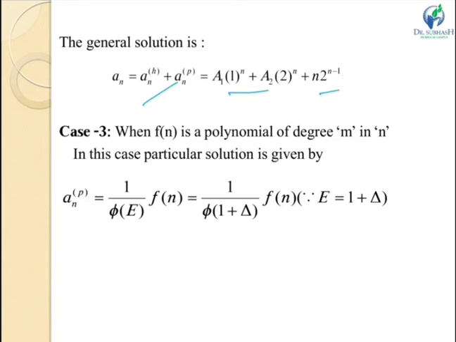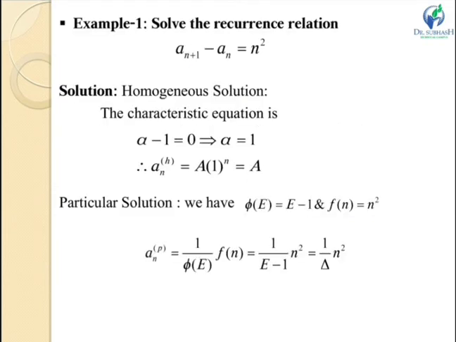Case 3 is when f of n is a polynomial of degree m in n. In this case, the particular solution is given by a and p equal to 1 upon phi of e into f of n. Now here e will be replaced by 1 plus delta, since e equal to 1 plus delta. Let us move towards the example.